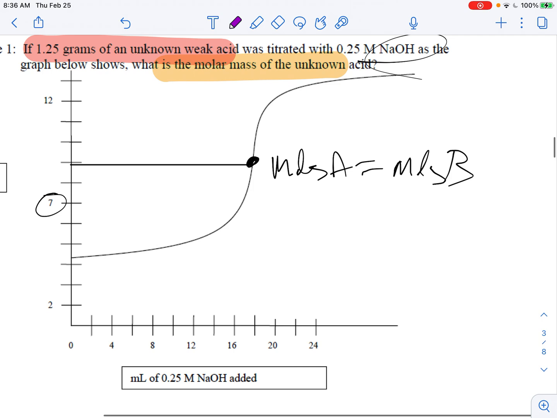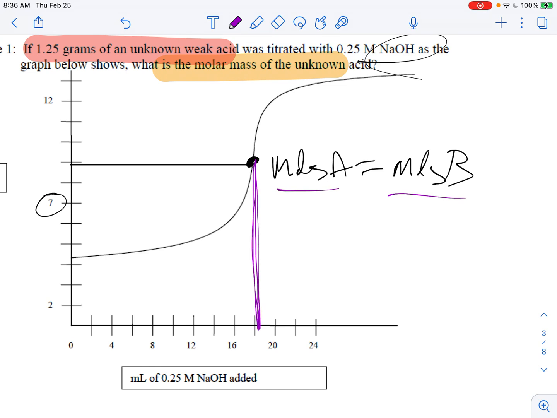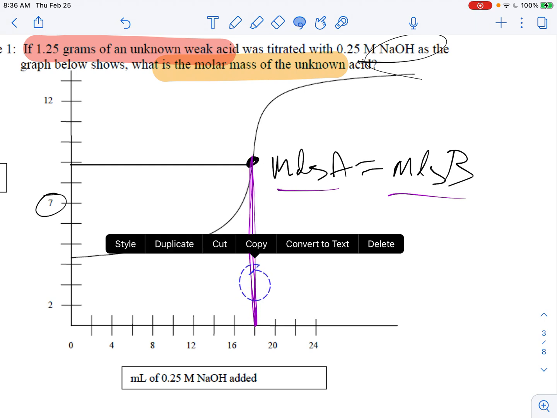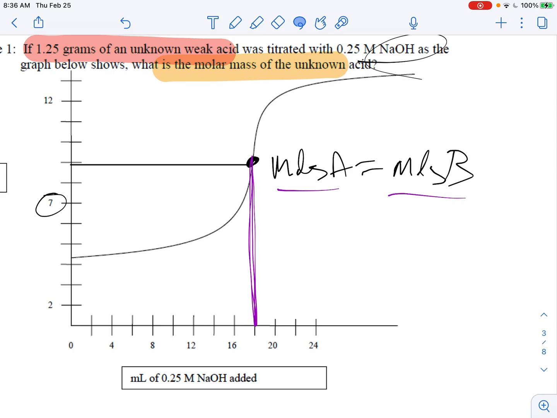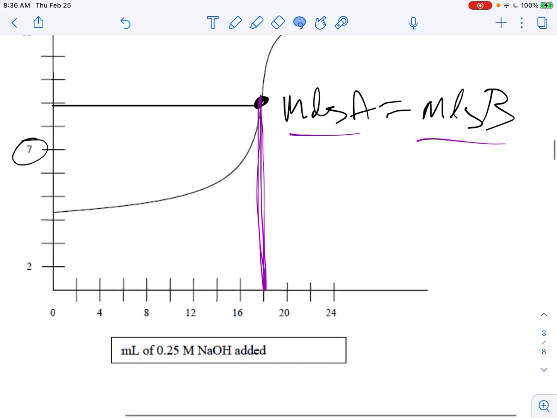And the reason I know the moles of the acid is because I have a titration curve. And if I know the titration curve, I know the equivalence point. And what do I know about the equivalence point? I know that the moles of acid and moles of base are the same at the equivalence point. So a rough little look-see looks to be that's around 18 milliliters or so. So that looks right there that we are at about 18 milliliters of 0.25 molar sodium hydroxide.